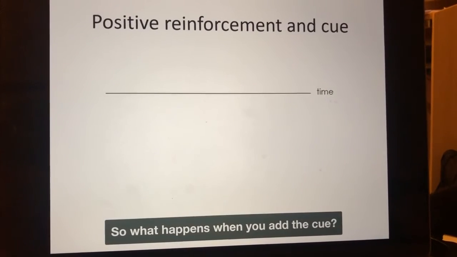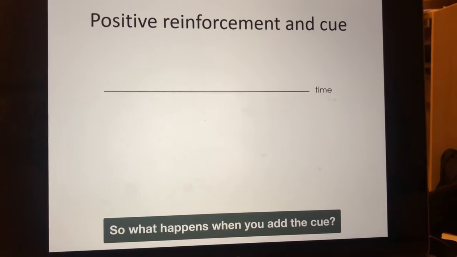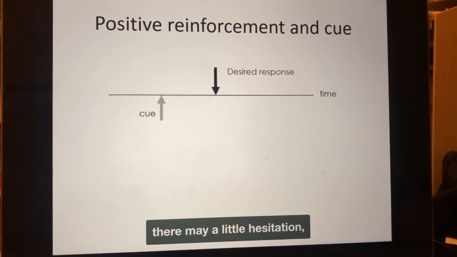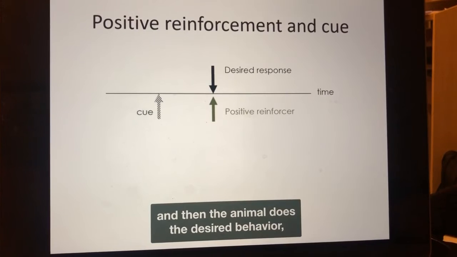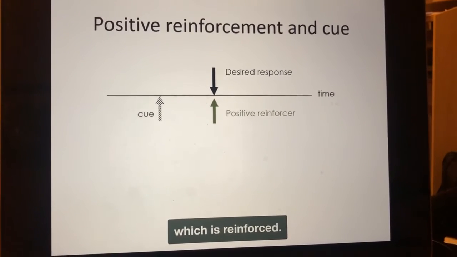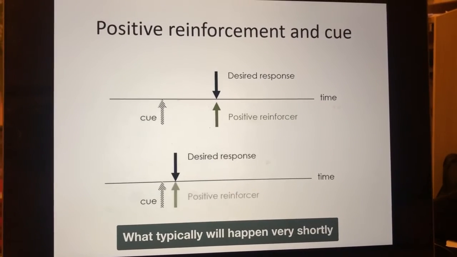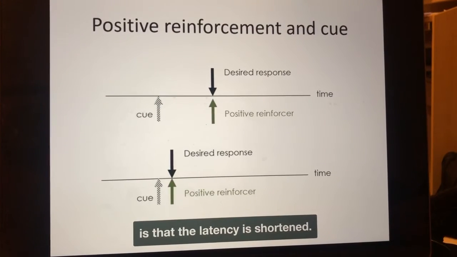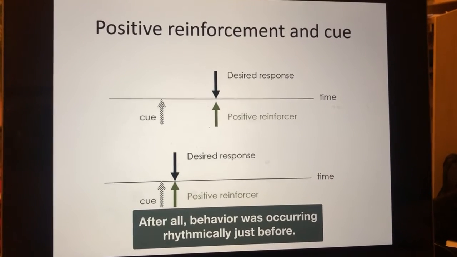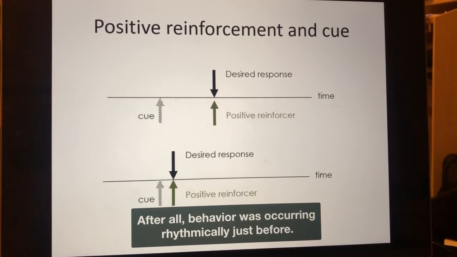Okay, so what happens when you add the cue? So the cue is given, there may be a little hesitation, and then the animal does the desired behavior, which is reinforced. What typically will happen very shortly is that the latency is shortened. After all, behavior was occurring rhythmically just before.